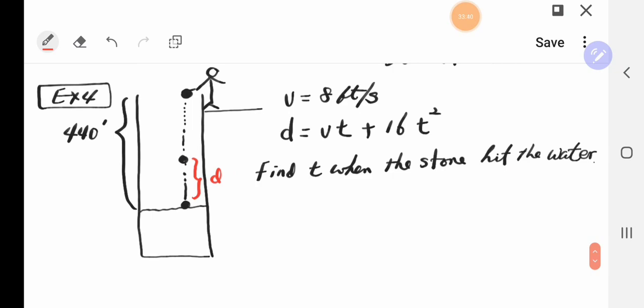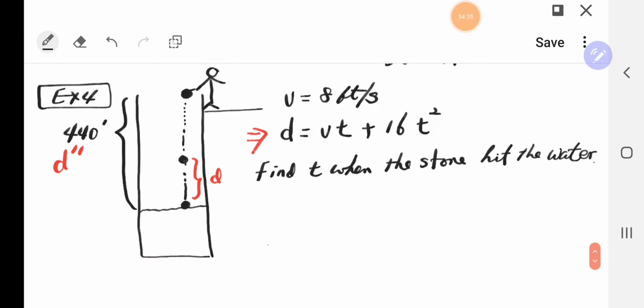Okay, so let's say the initial depth is D. The initial depth is D. So as time passes, the stone is getting close to the surface of the water, and the formula looks like this. From this we want to find the time t, so that the stone will touch the water. So from the given equation, why don't we replace d with 440 feet? That's the initial depth, and the v, the initial velocity, is 8 feet per second.